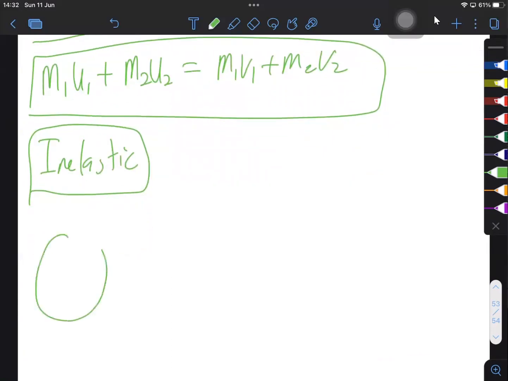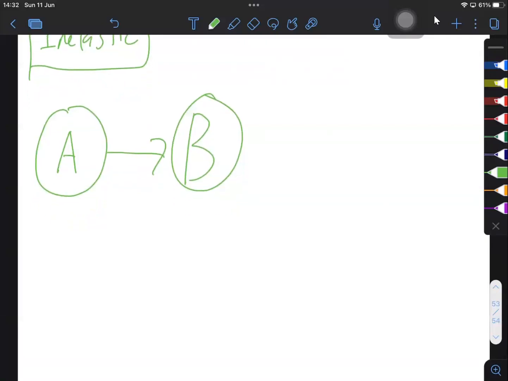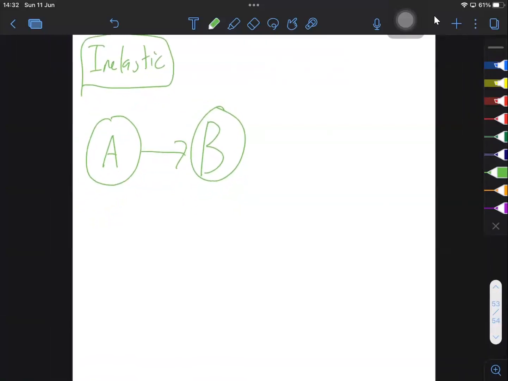I have ball A knocking into ball B, and then after that, what happens? What happens after inelastic collision when ball A knocks into ball B? They stick together. Very good. So after they stick together, it will look something like this, and they move at the same time.